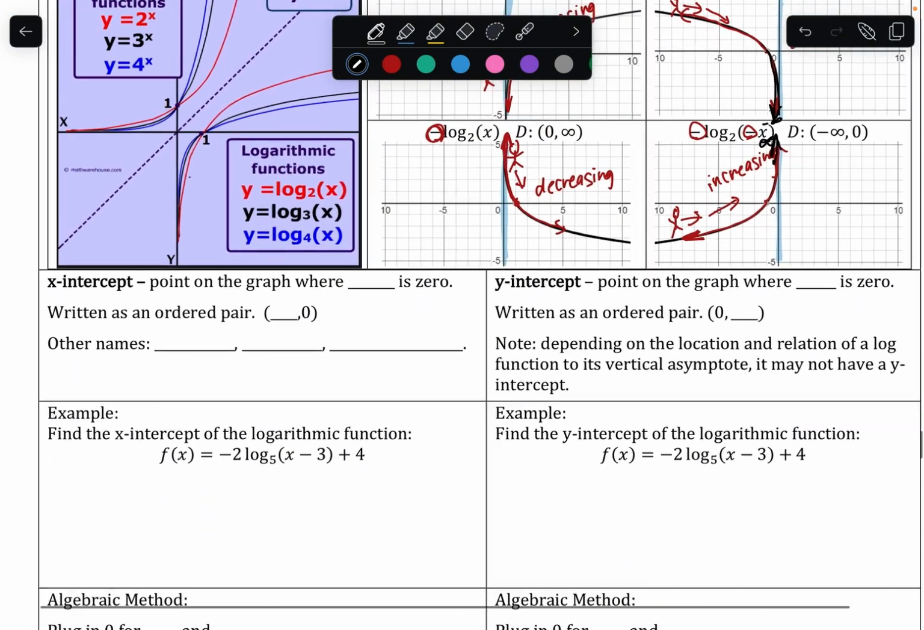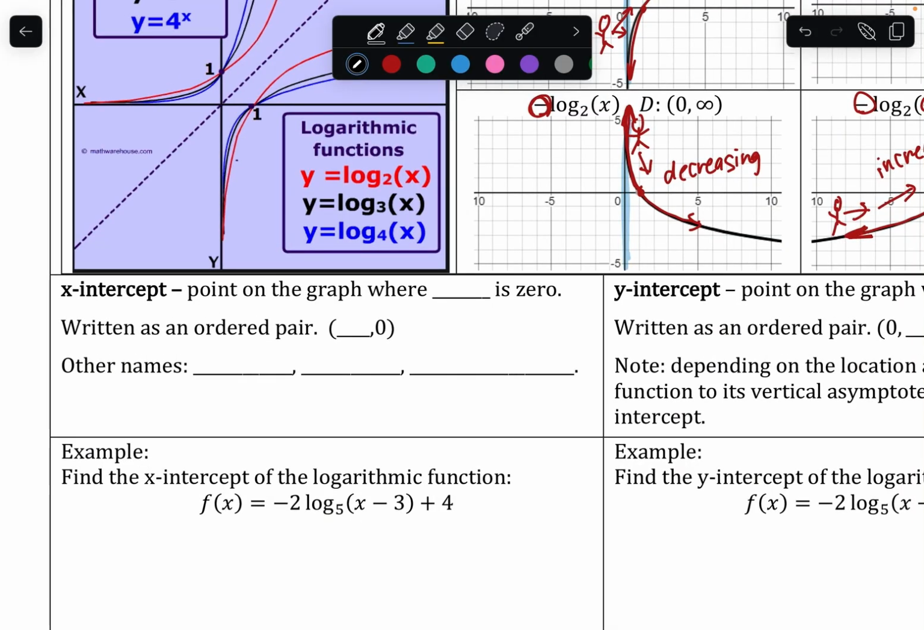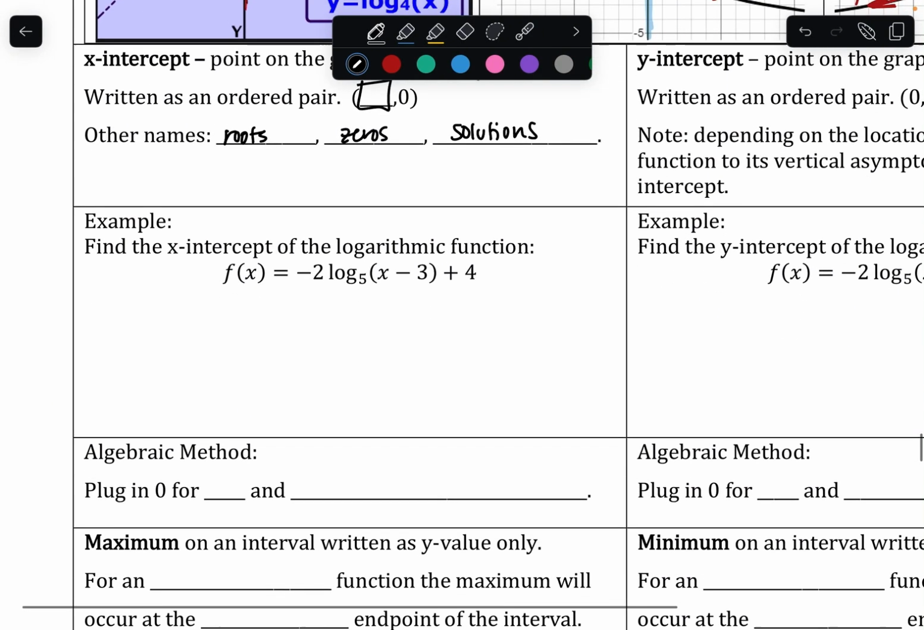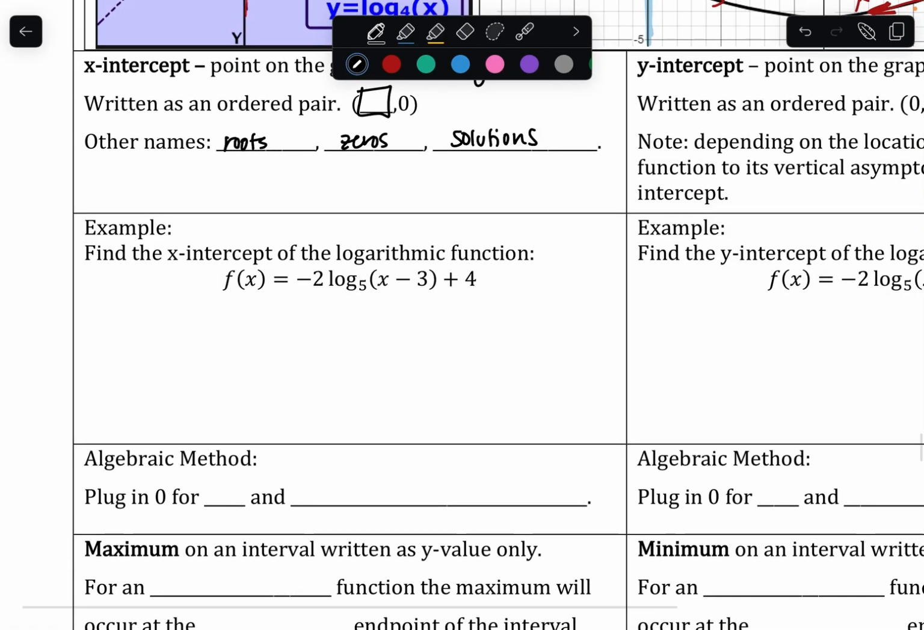Okay, so to find an x-intercept, that is the point where y is 0. And so when we're writing the ordered pair, you're looking for an x value when y is 0. Other names include roots, zeros, solutions, all referring to x-intercepts. We have 4 names for that. And so algebraically, we would plug in 0 for the y value and have to solve for x.